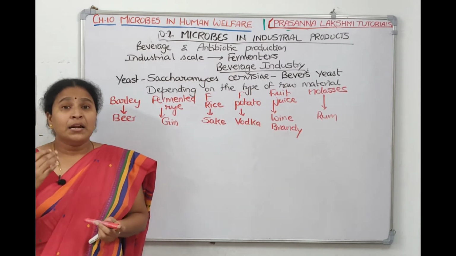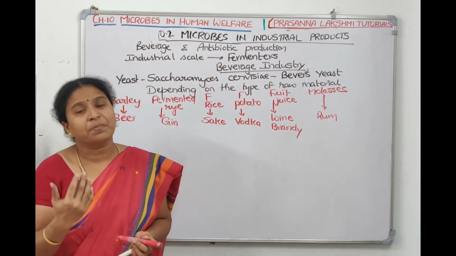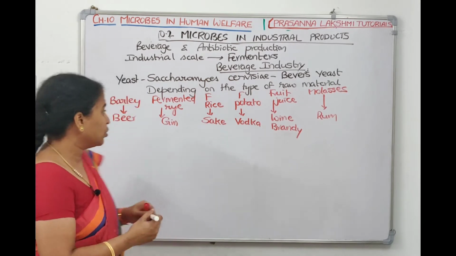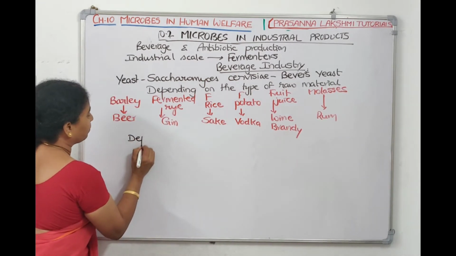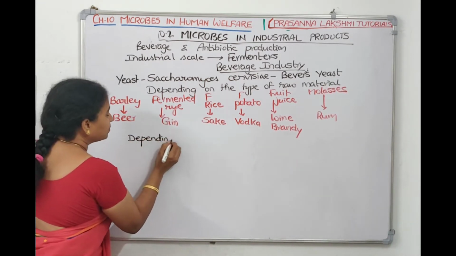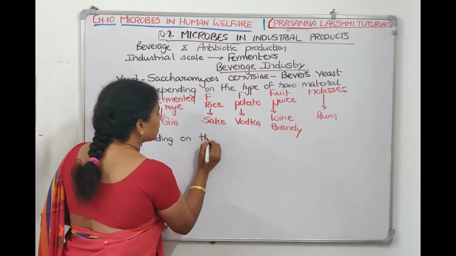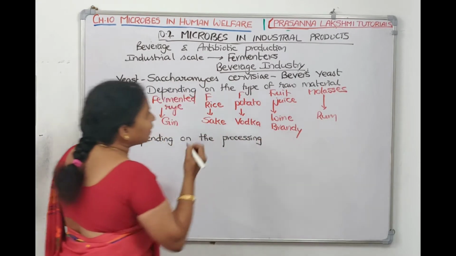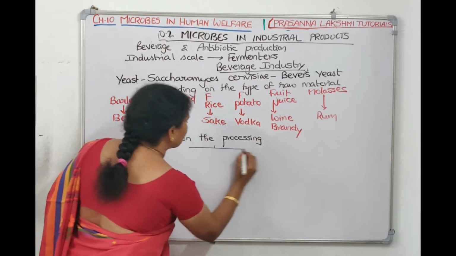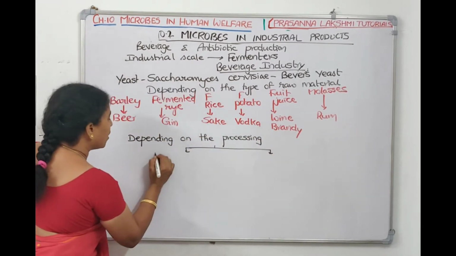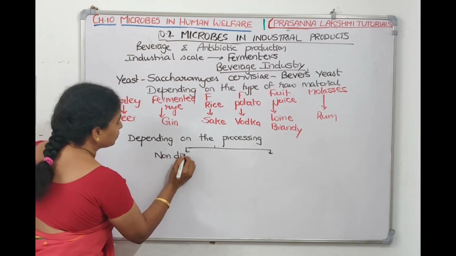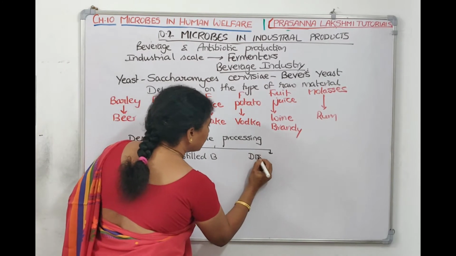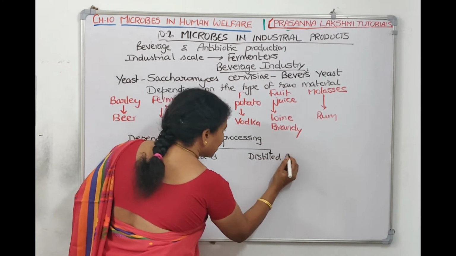And again, depending upon the process of fermentation, again we can divide the alcoholic beverages into two types. We will see that also. Depending on the processing, we divide alcoholic beverages into two types. One is called as non-distilled beverage, and the second one is distilled beverages.